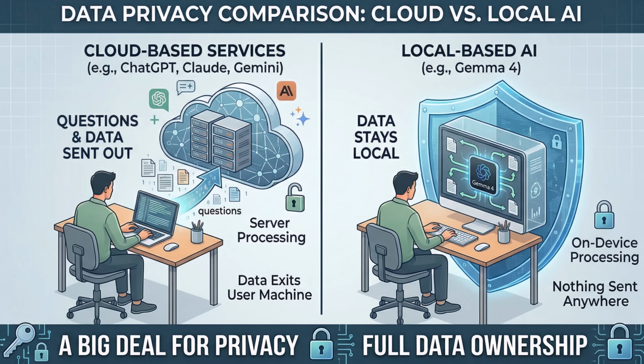Now, here's the part that matters to most people. When you use something like ChatGPT or Claude or Gemini online, your questions and data get sent to a server somewhere in the cloud. With Gemma 4 running locally, everything stays on your machine. Nothing gets sent anywhere. That's a big deal for privacy. And it's completely free. No subscription, no API key, no usage limits. You download it once and use it as much as you want.